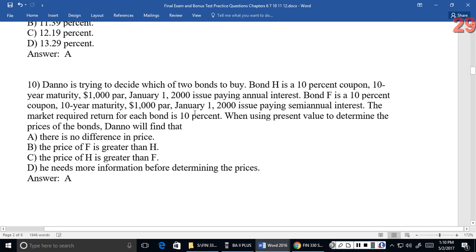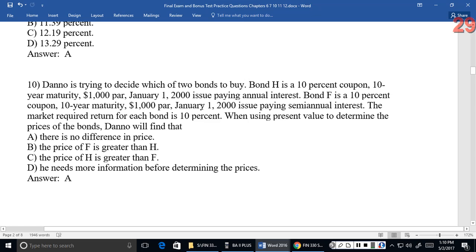Now, what you're going to find out is whether it's semi-annual or annual interest, each of these is going to be worth $1,000. Even though I'm not really all that enthused about this question, let's change this up some.